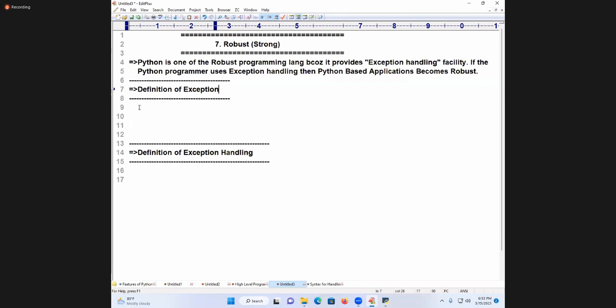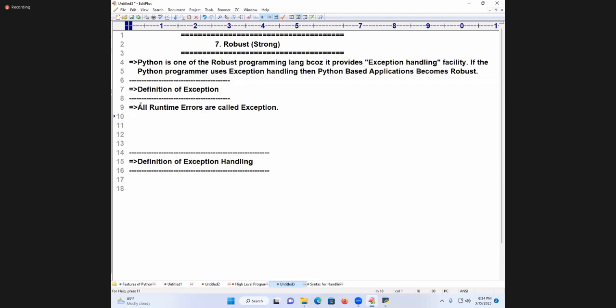Tell me, what is the definition of exception? All runtime errors are called exceptions. Actually, errors are of how many types? Three types: compile time errors, logical errors, and runtime errors. But our source will say compile time errors and runtime errors. But actually, logical errors are also there. Logical errors will come when you are not writing the logic properly.